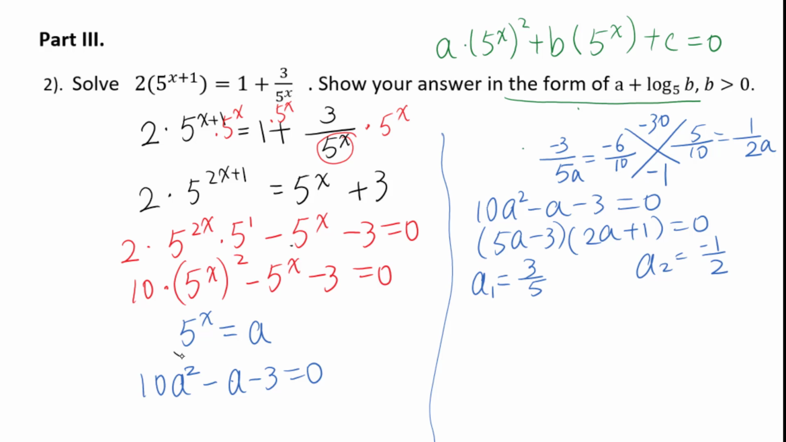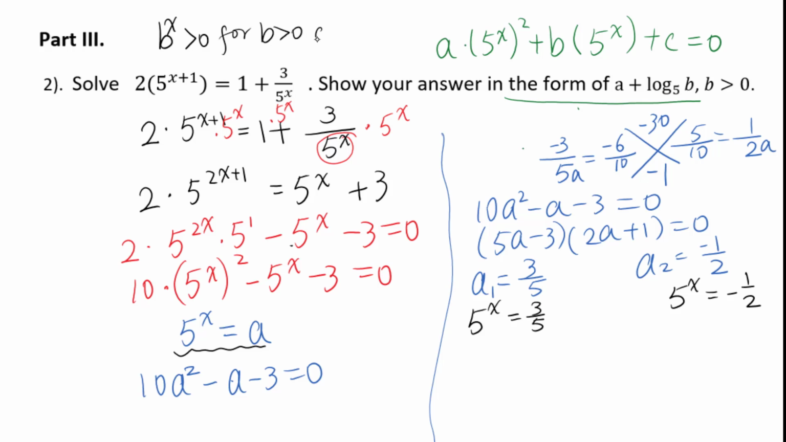Then we plug back in: 5 to the x power equals 3 over 5. For this other one, 5 to the x power equals negative 1 over 2. Because b to the x power is greater than 0, for b greater than 0 and b not equal to 1, there is no solution. For 5 to the x power equals 3 over 5, we will take log base 5 both sides.